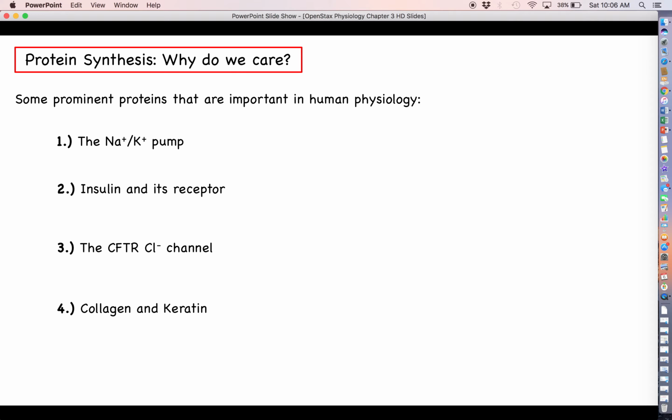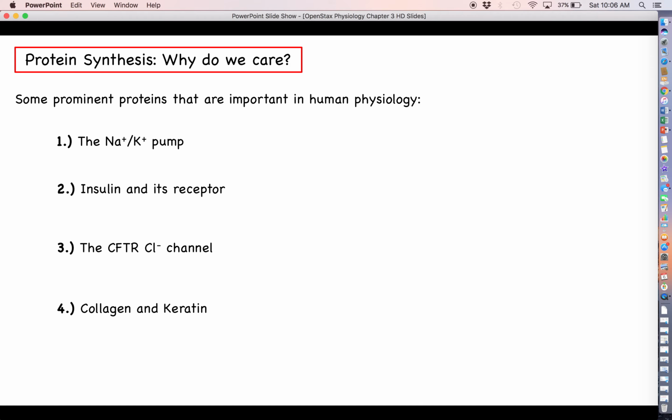I've already mentioned that proteins basically do all the heavy lifting in physiological processes, and we've already talked about several examples of important proteins, right? We've talked about the sodium-potassium pump, insulin, both insulin and the insulin receptor, and how important they are in glucose homeostasis. We've talked about what goes wrong in the synthesis of the CFTR chloride channel in people with cystic fibrosis. Collagen and keratin. For collagen, we talked about why vitamin C is necessary to build the protein collagen. So we're never going to be short on examples of why protein synthesis is extremely important.